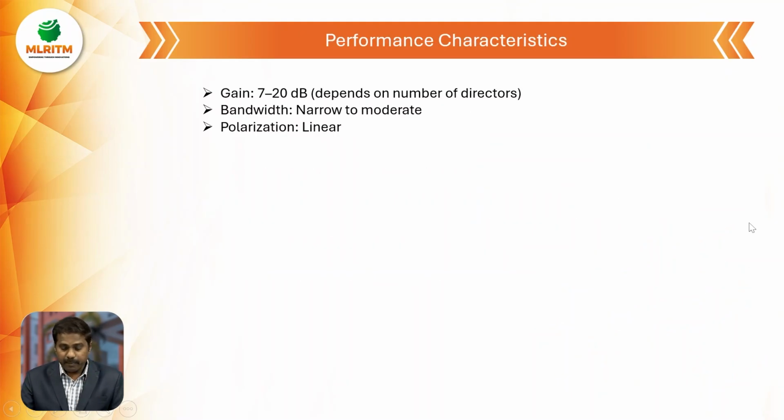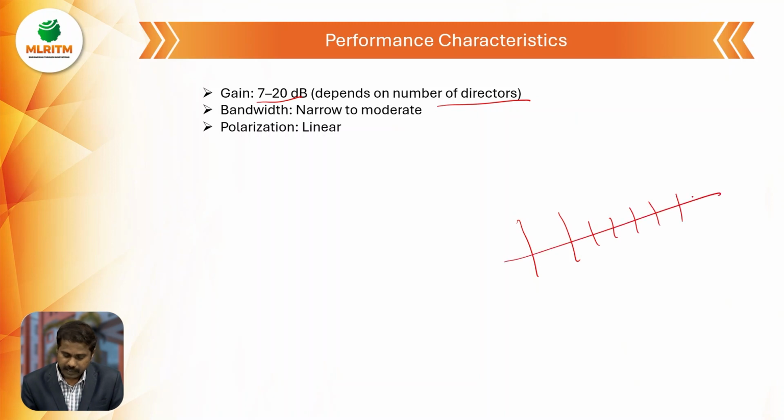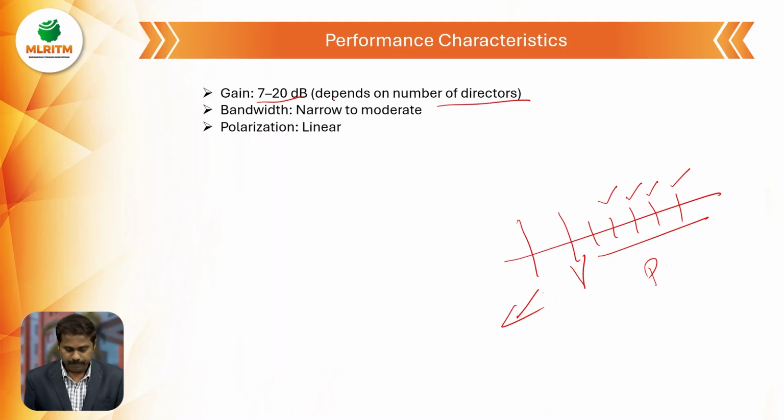Next, the performance characteristics of the antenna. The gain is 7 to 20 decibels, depending upon the number of directors. Already I told you that the Yagi-Uda antenna has a number of array elements. The first one is the reflector, the feed element is the driven element, and all the others are parasitic elements, which we call directors. If we increase the number of directors, we can improve the gain in decibels. That's why it depends upon the number of directors.